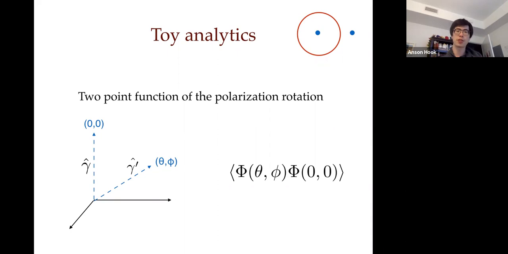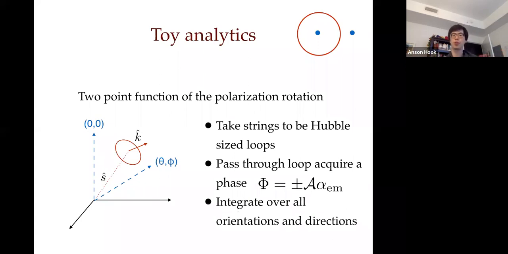So what you can do is take the 2-point function here and just calculate it analytically. In particular, we have to make some approximations because it's toy analytics. It's not even honest-to-God analytics. What you do is you just assume that these C number of Hubble-sized strings per Hubble patch are Hubble-sized loops with radius equal to Hubble. And you just say, if you pass through them, you acquire the phase, and if you don't, you don't. And you just integrate over all directions and orientations for these loops with the probability distribution set to give you just C strings per Hubble patch. So that on average, you have 10 strings per Hubble patch, or in this case, 10 string-size loops.